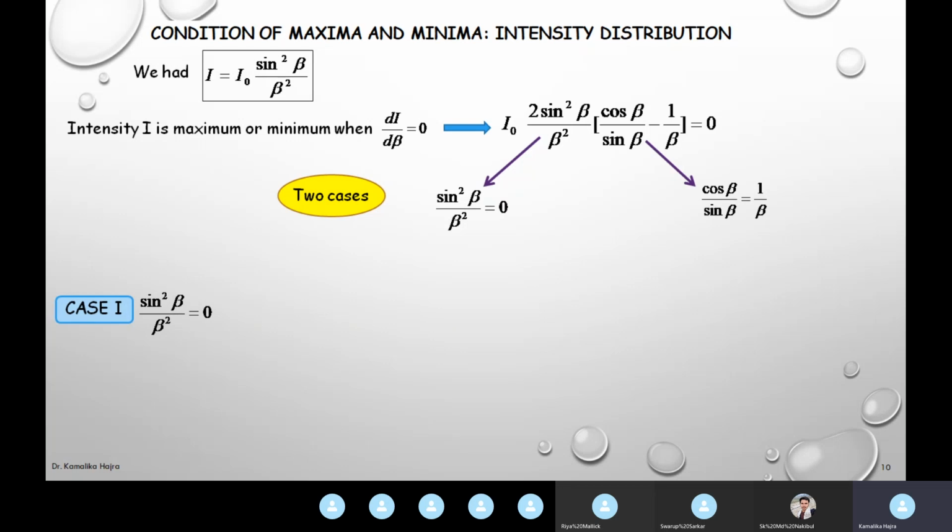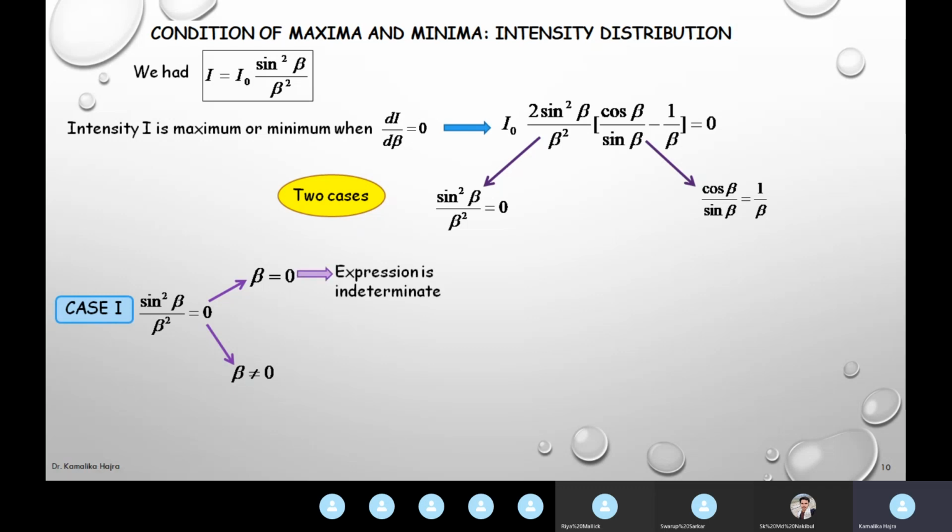Now see, sine squared beta by beta squared equal to 0 is possible either when beta equal to 0, then sine beta will be 0 if beta is 0, or if beta not equal to 0. It is possible, right? Beta not equal to 0, but sine beta equal to 0. So there will be two sub cases of the first case, sine squared beta by beta squared equal to 0. One when beta equal to 0, and the other when beta not equal to 0. Let us see what happens when beta equal to 0.